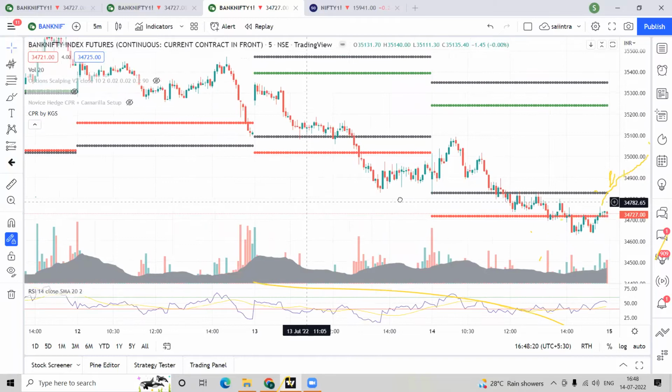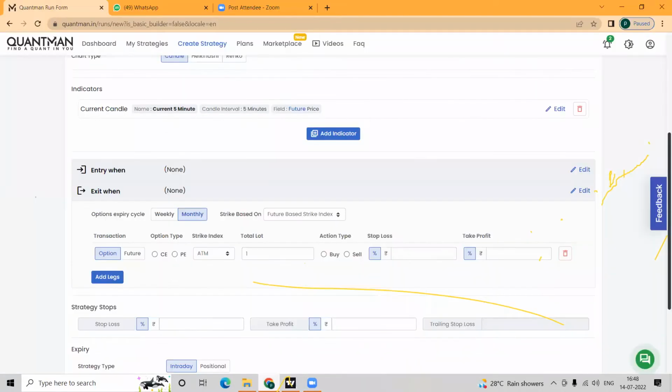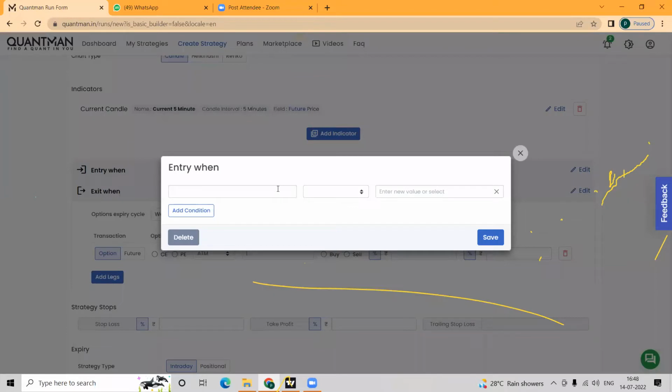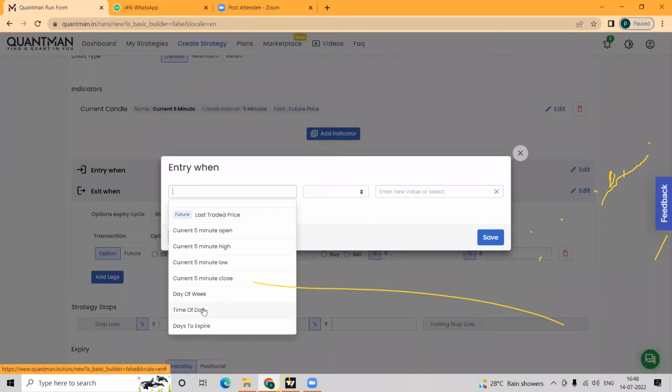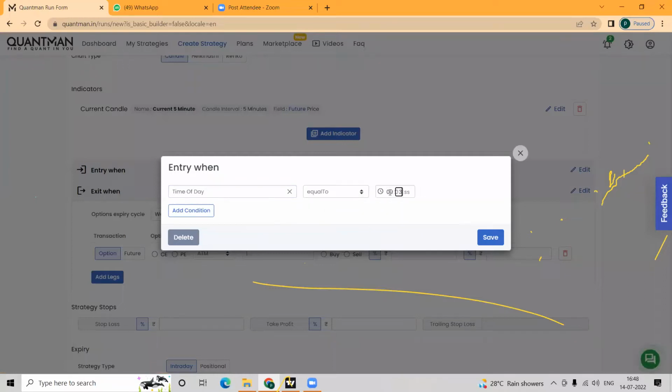When the market is range bound, or the market goes to one side, we will get the profit. If the market goes zigzag, then we will lose the amount. We will test the strategy in Quantman in a simple way. First, for entry, just click the edit button. There are a lot of inbuilt things. So go to Time of the Day. Time of the day equal to 9:30 a.m. We are also giving the option for seconds, because in backtesting we have minute by minute data, 1 minute OHLC data, but in live you can place the orders in seconds.